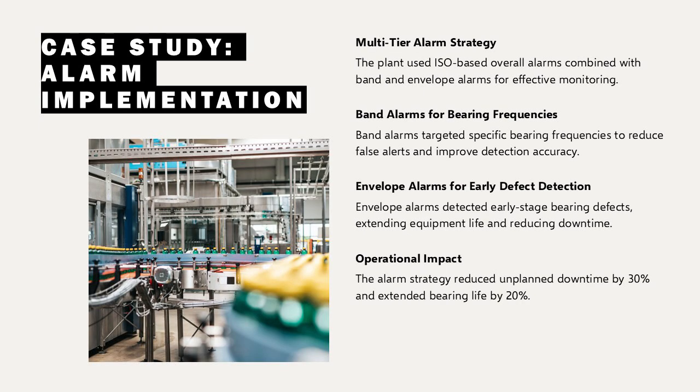A manufacturing plant implemented a multi-tier alarm strategy combining ISO-based overall alarms with band and envelope alarms for critical rotating equipment. Initially, ISO alarms provided general monitoring, but frequent false alerts prompted the addition of band alarms targeting bearing frequencies. Envelope alarms were later introduced to detect early-stage bearing defects. This approach reduced unplanned downtime by 30% and extended bearing life by 20%. The case highlights the importance of customizing alarm strategies to machine-specific conditions and leveraging advanced techniques for comprehensive monitoring.